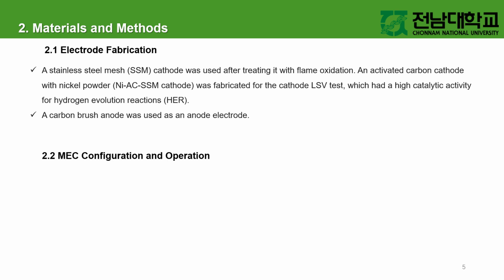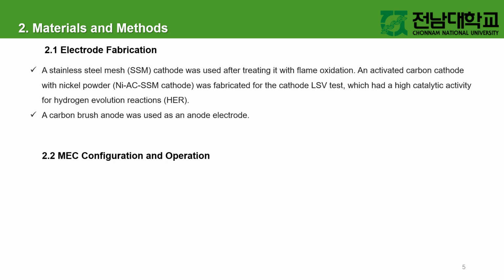The NiCSSM cathode was prepared by attaching a catalyst layer, comprising 96.8 mg of Ni powder, 300 mg of activated carbon powder, and 1 ml of PVDF binder, onto the surface of the SSM cut to a size of 7 square centimeters. A carbon brush anode was used as an anode electrode. Carbon fibers were twisted with 2 titanium rods and then treated at 450 degrees Celsius for 30 minutes in a furnace with anaerobic conditions before inoculation.